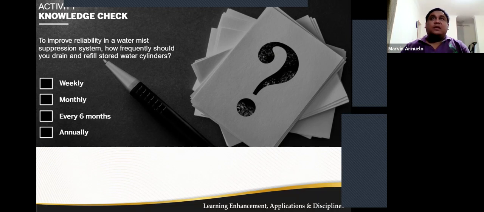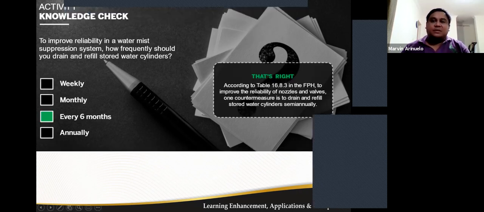To improve reliability in a water mist suppression system, how frequently should you drain and refill the stored water cylinder? In chapter 16, page 161 of your Fire Protection Handbook, similar to carbon dioxide, every 6 months. To improve the reliability of nozzles and valves is to drain and refill the stored water cylinder semi-annually, or every 6 months, or twice a year. Okay.